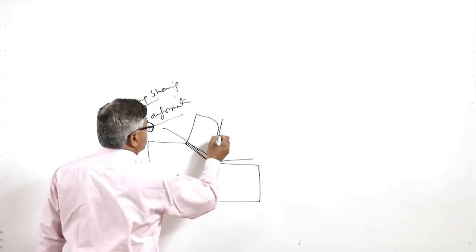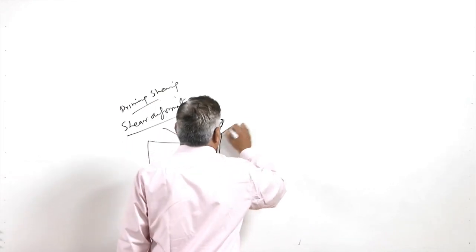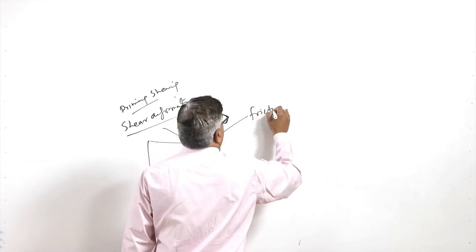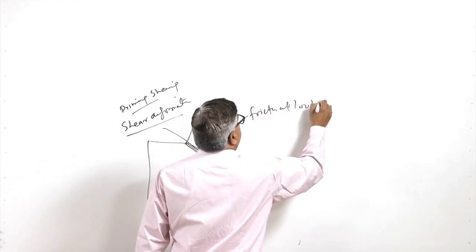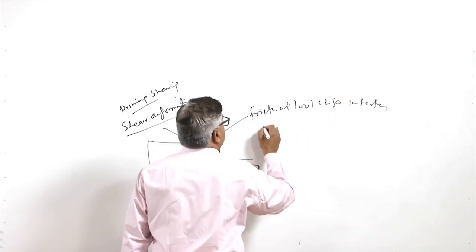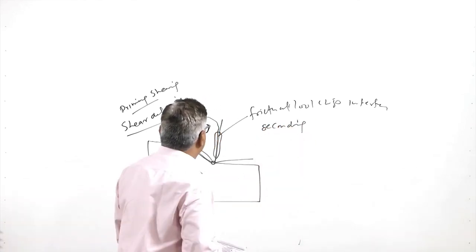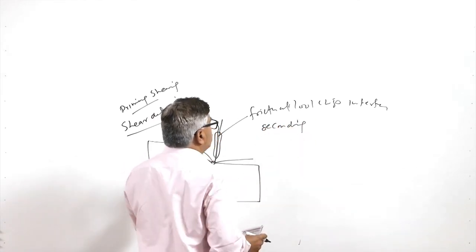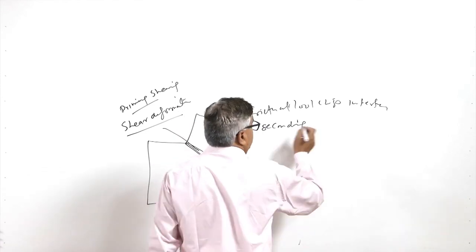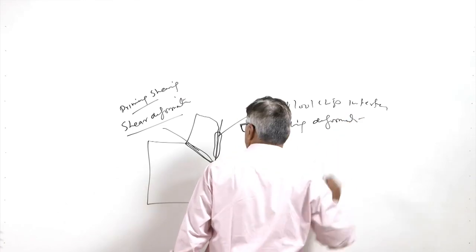and part of the energy is also consumed in overcoming the friction as well as the secondary deformation. So, friction at the tool chip interface is one area, as well as the secondary deformation which is taking place due to the friction occurring at the tool chip interface, the deformation occurring in the chips. So, secondary deformation. These are the two areas.